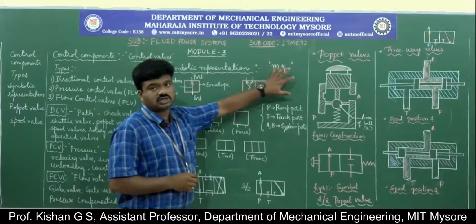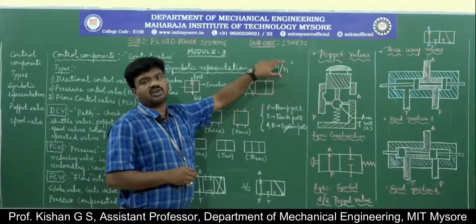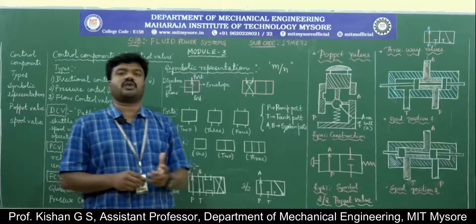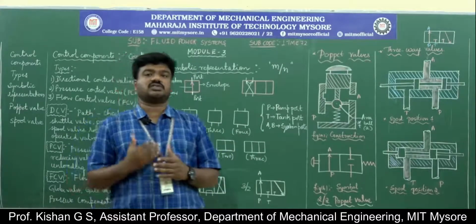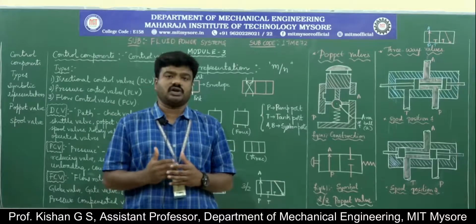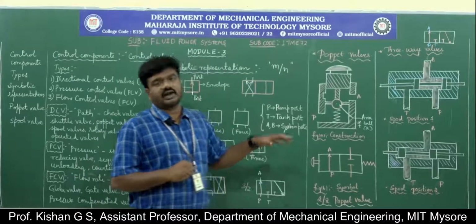Remember the term M cross N. M is number of ports, N is number of positions. Number of ports is nothing but the number of openings provided in the valve. Number of positions is nothing but the different stages at which the valve can be considered for its application or usage. So, simple construction of the direction control valve.